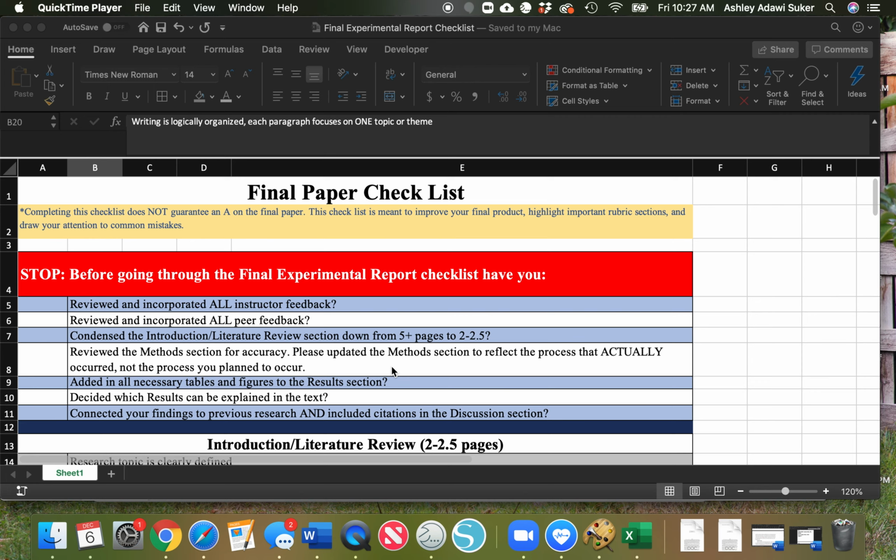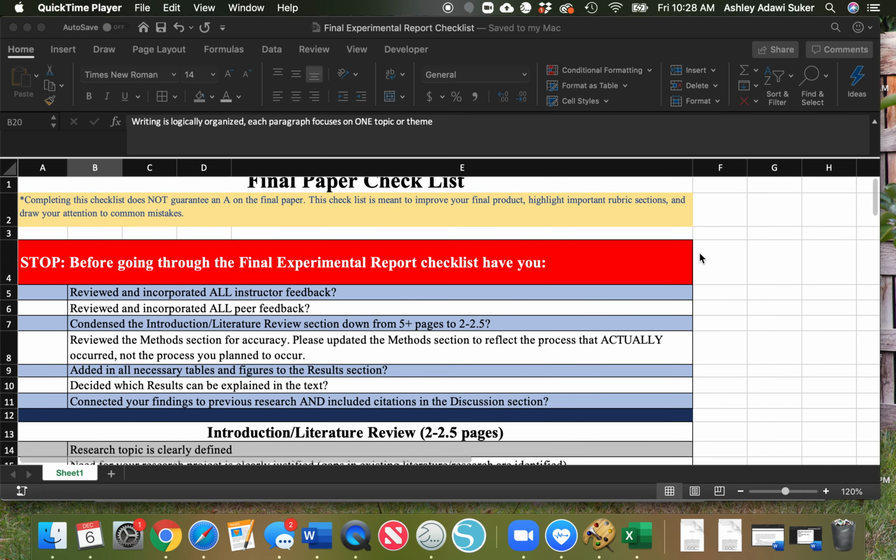Please pay attention to the writing style, the grammar, the APA body, all of those things. Please pay attention to those. But what I really want you to get out of this final experimental report is the content, despite what the rubric may say. So let's talk about this.